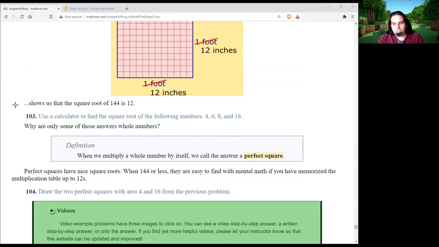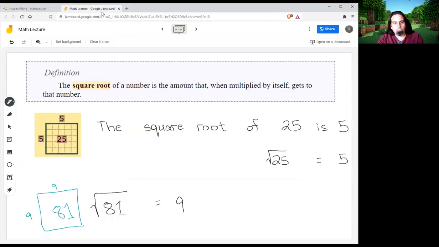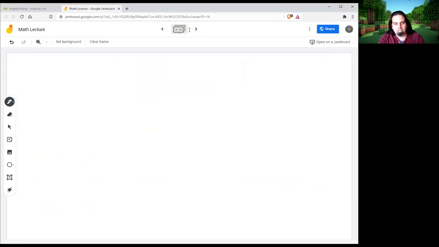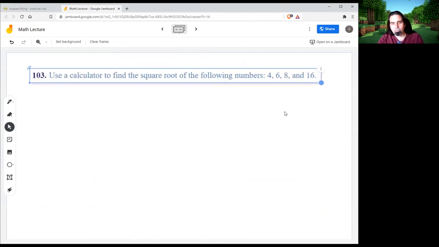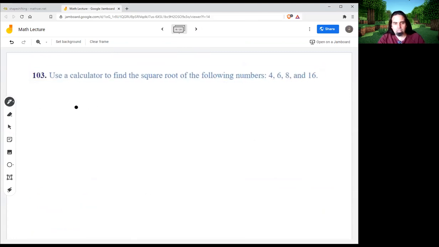Most numbers don't have pretty square roots. I happen to pick 25 and 81 because they do work out. But if I say that this box has 6 square inches, I can't really draw that well. It doesn't work out nice. So how big would the edges be?